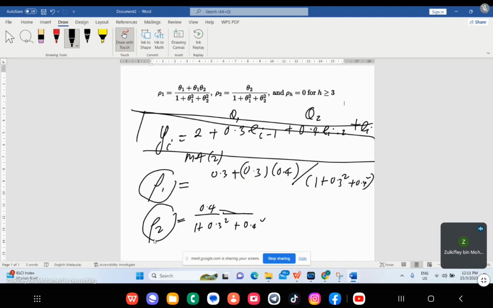And before that, I have proved rho 1 only. For rho 2 of MA(2), I want to look at the proof, but it's quite difficult to prove. So at least we have proved it for MA(1).